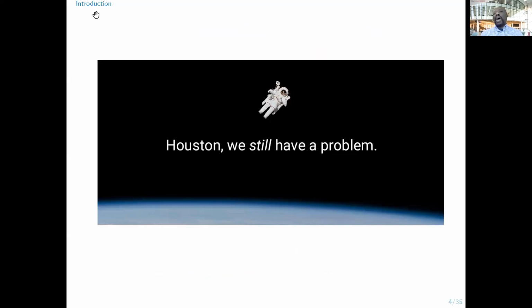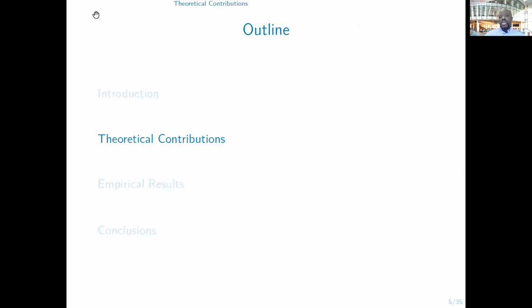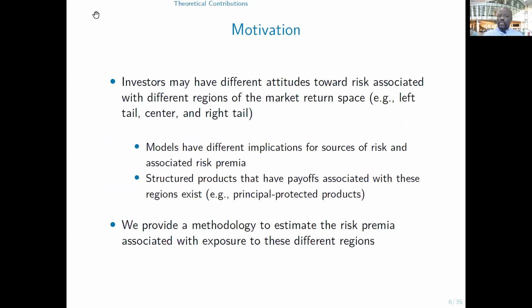So from this slide that you just saw, it means that there's still a problem here, right? Now let me present the theoretical contributions of this paper before we get into the empirical results. Investors may have different attitudes toward risk associated with different regions of the market return distribution. Intuitively, if you have a distribution of the return, there are three regions of interest: the left tail, the center, and the right tail. Each model has a different implication for these sources of risk premium, as we saw in the graph.